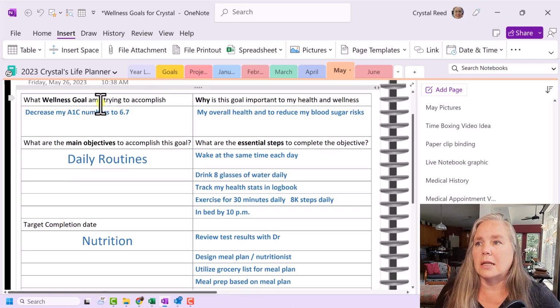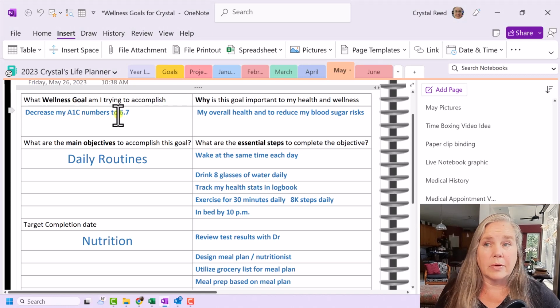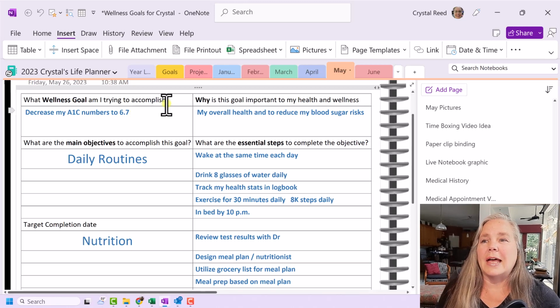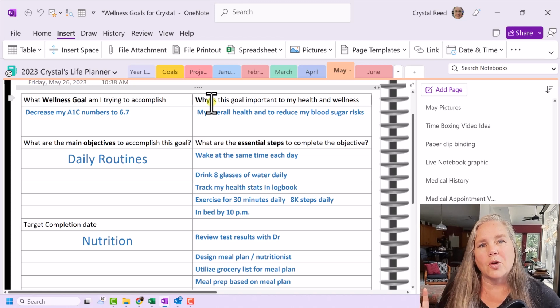So let's take a look at it. The first question that I have here is, what wellness goal am I trying to accomplish? And I left myself a space underneath of that in the next row down. And so my goal might be highlighted here in blue for you. It says to decrease my A1C numbers to 6.7. Now, that's related to the diabetes that I have, and 6.7 is a good number to be at. So that is my most current goal. Okay? All right.